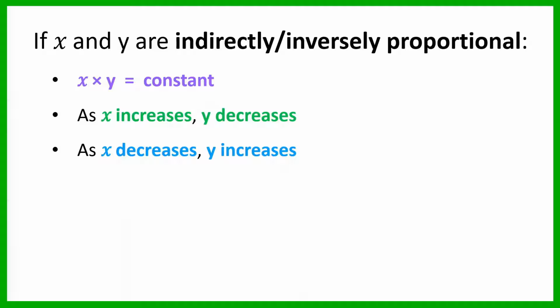And as x decreases, y will increase. So as the first variable decreases, the second variable will increase. So your two variables are doing opposite things. As the one goes up, the other one goes down. Okay, whereas with direct proportion that we were just looking at before, if the one goes up, the other one goes up. So they both do the same thing. They will both go up or they will both go down. But with indirect or inverse proportion, they are opposite in the way that they behave. If the one goes up, the other one will go down.